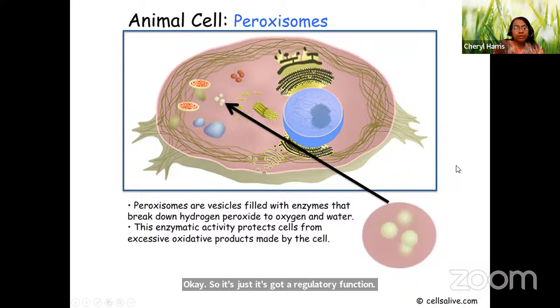All right, peroxisomes. Again, they were created in the Golgi apparatus, and they also have enzymes that protect from excessive oxidative products made in the cell. So if you make too much stuff that's not good for you, the peroxisomes are going to take care of that.